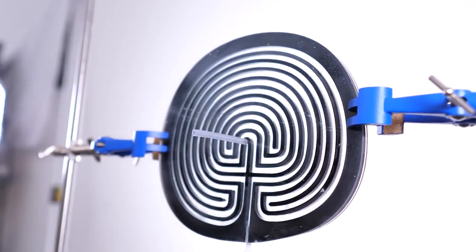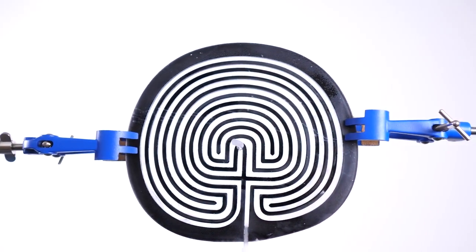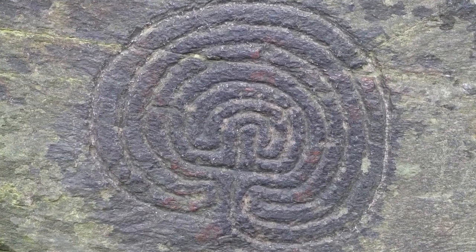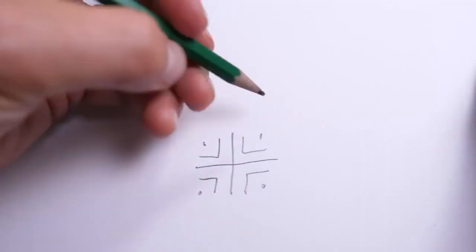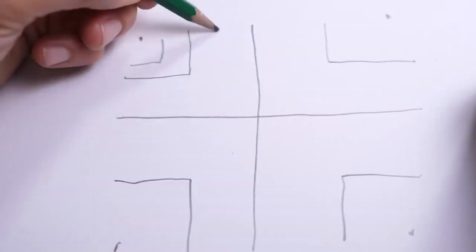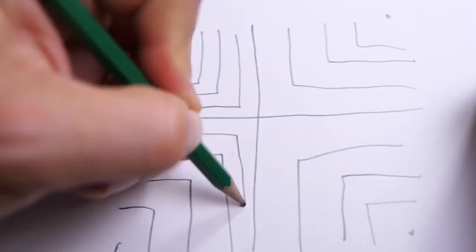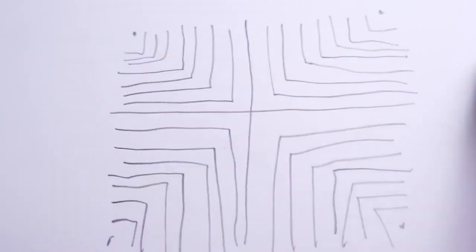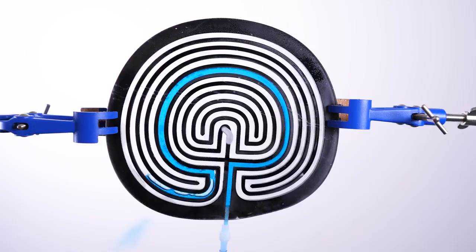But what about this? This is a Celtic labyrinth. You can see it carved in rocks and things around the UK. The way to construct it is you start with this pattern and you join the endpoints like this. It's really simple, but you can make it more complicated by adding more lines here at the beginning. Watching it fill up with water, you can see a kind of pattern to the way the circles fill up.